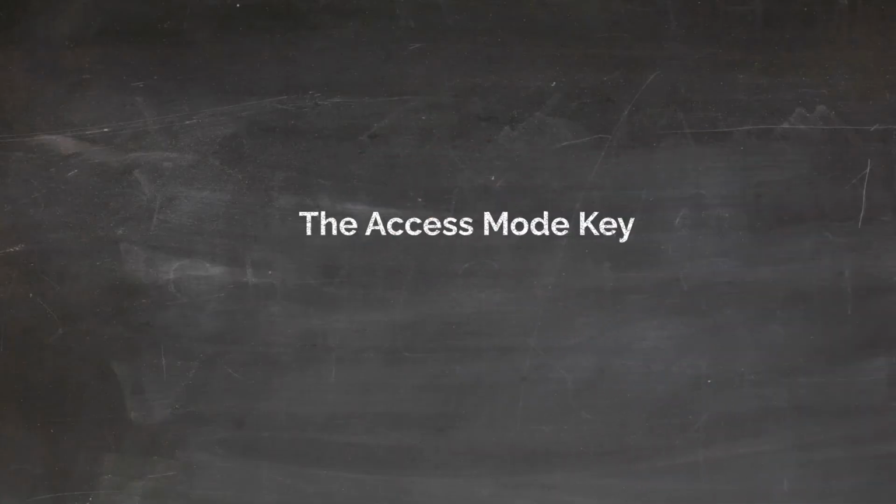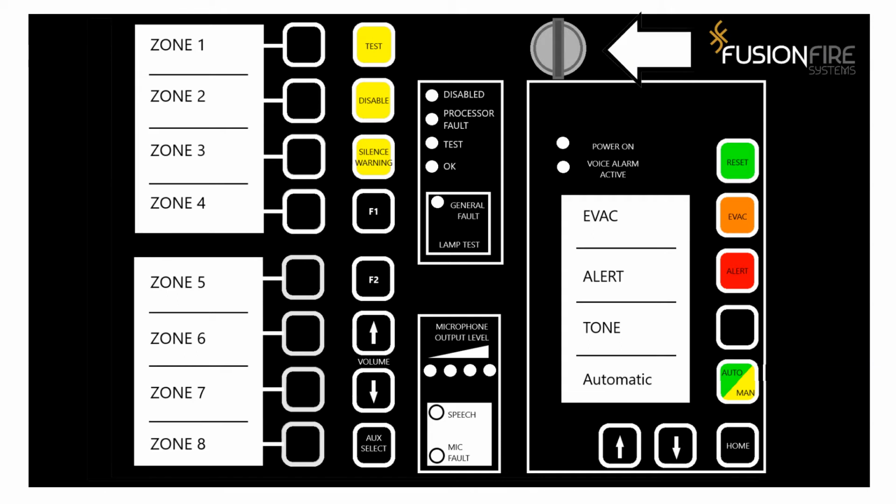Please check if your panel has an access mode key fitted. You will need to turn it clockwise 45 degrees to activate the controls on the front of the panel. When you have completed the operation, you will need to return the access mode key switch back to its original known position. If the key is not fitted, you can skip these steps and commence operations.